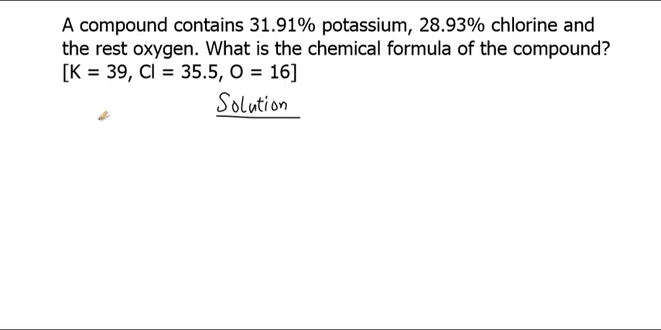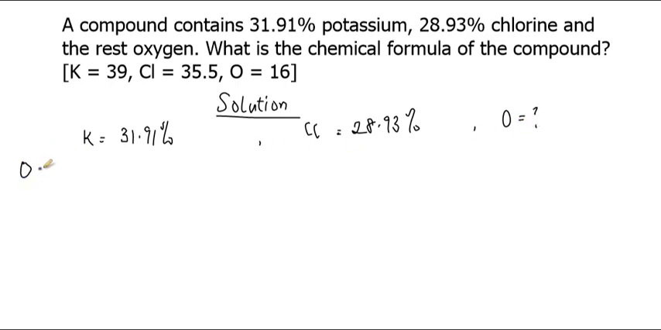For potassium is 31.91%. Let's state that. Chlorine 28.93%, and oxygen remains unknown. So taking the whole of the compound to be 100%, then oxygen will be 100% minus the summation of each of them, so as to know the amount left for oxygen.